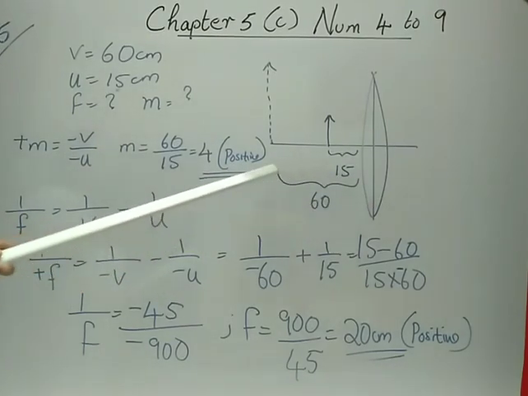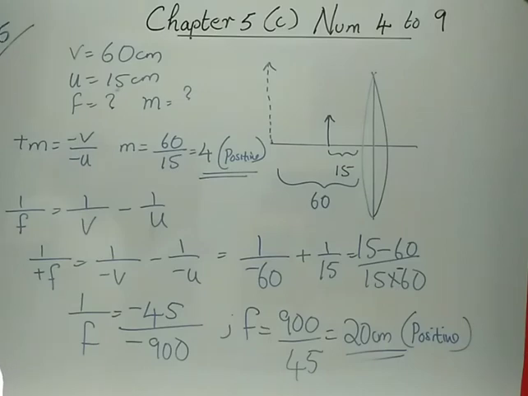In front of the lens at a distance 60 centimeter. Calculate the focal length, magnification and nature of the image. So you have to calculate the focal length, magnification and nature. So from the diagram itself it is clear.